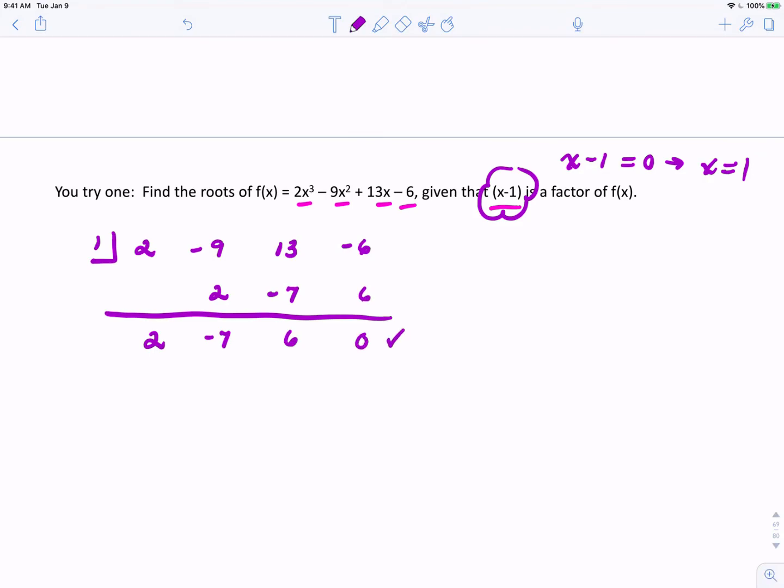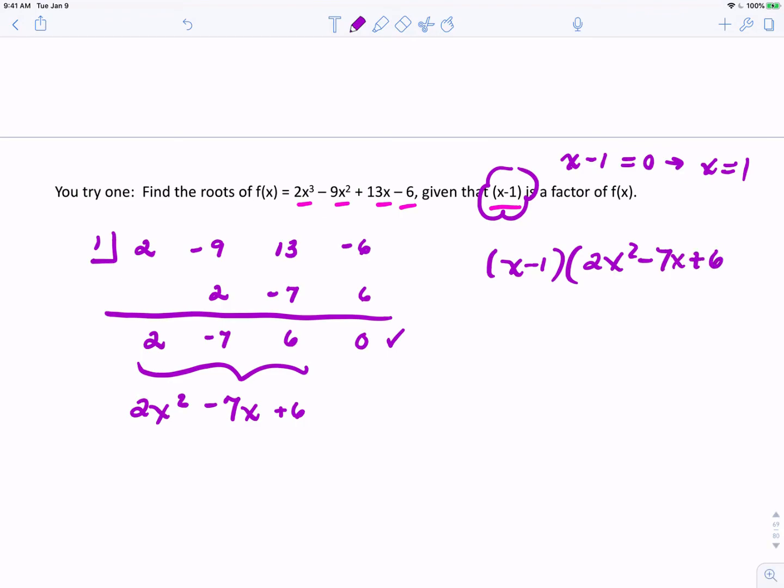And again, we were expecting the 0. So this gives us the coefficients of the quadratic, 2x squared minus 7x plus 6. So this one now, so far we have x minus 1 times 2x squared minus 7x plus 6. This one takes a little more work. I'm not sure it'll factor, but let's try.